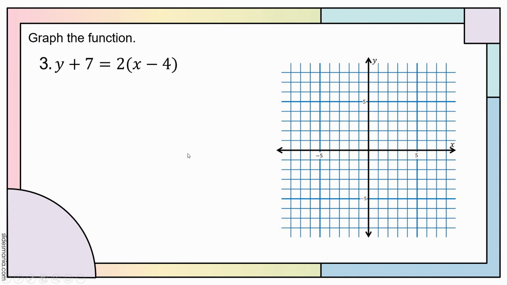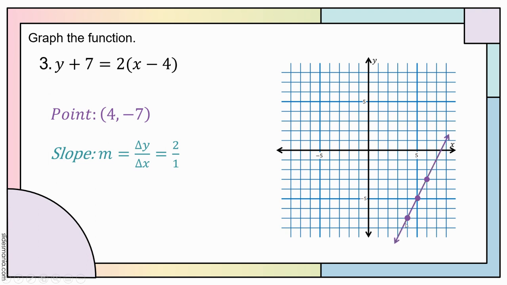For number 3, the point that is on this line is +4, -7. So opposite sides, opposite signs. And our slope is 2/1. Remember, when you have a whole number, always put it over 1. So I will plot the point 4, -7. And then from there, we go up 2, right 1, up 2, right 1. And connect your points with a straight edge and put an arrow on both ends.